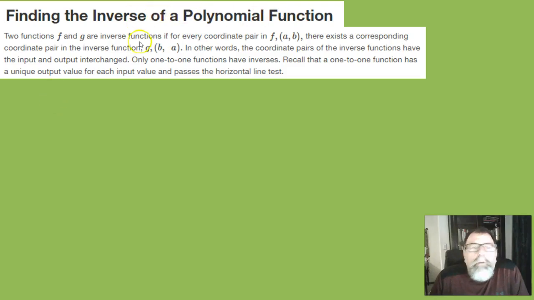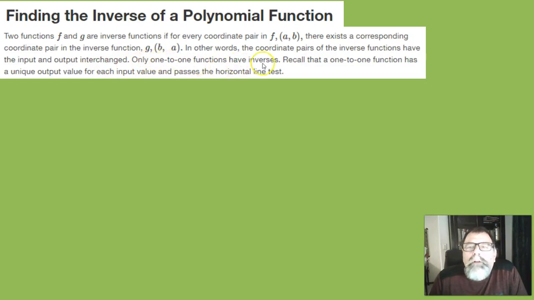Finding the inverse of a polynomial function. If you recall from chapter 3, we talked about inverses before. Two functions f and g are inverse functions if for every coordinate pair in f, (a, b), there exists a corresponding coordinate pair in the inverse function g, (b, a). So you're just going to switch the x and y. In other words, the coordinate pairs of inverse functions have the input and output interchanged. So you're just going to switch all the x's and y's.